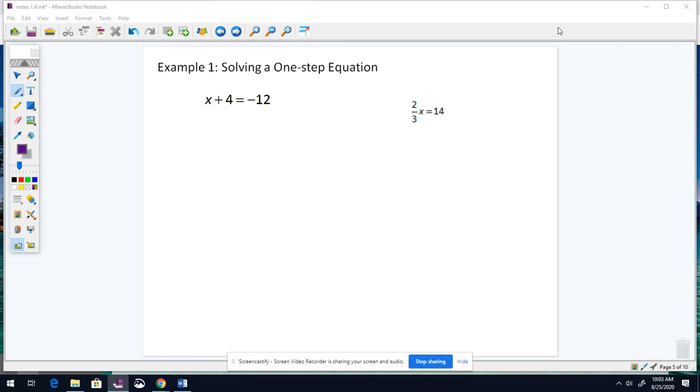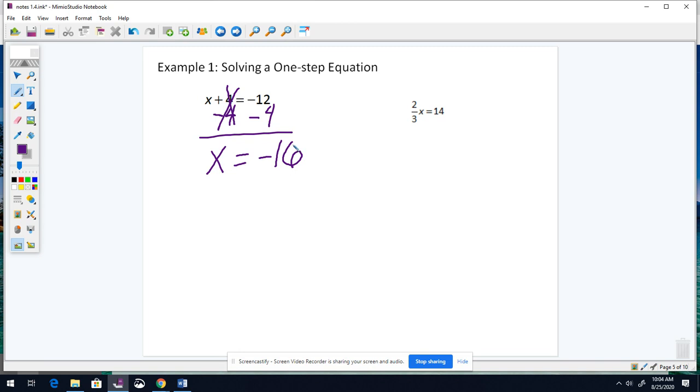One-step equations are definitely the easiest. What they mean by that is it's only going to take one operation or one step to finish these. So with something like this, we need to get the x by itself. To undo the +4, we're going to do -4. Whatever you do on the left, you also do on the right. If you want to cross off what's simplified, you can. -12 minus 4 is -16.